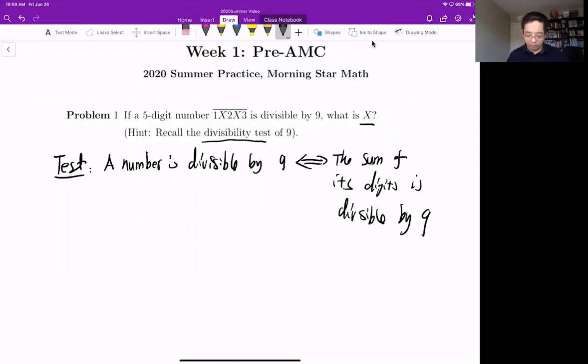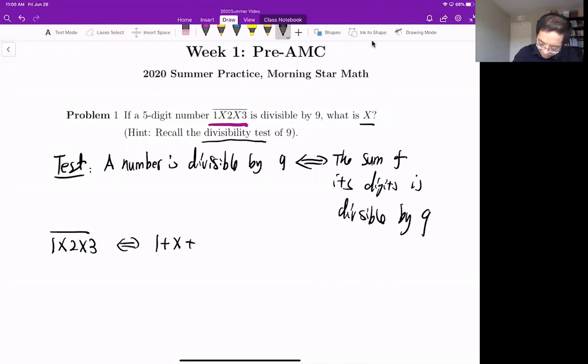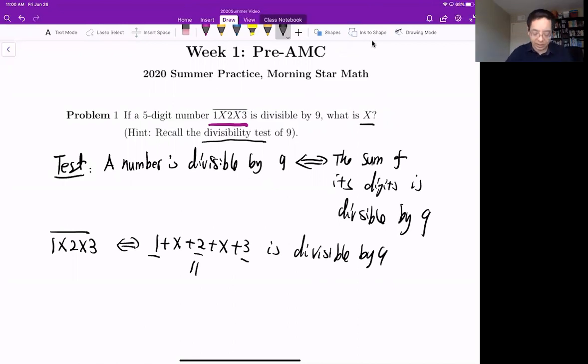All right, so for this particular number, we just need to look at its digits, 1x2x3. So I look at the sum of its digits: 1 plus x plus 2 plus x plus 3. I want this to be divisible by 9. So what is this? 1, 2, 3 put together is 6, right? So 6 plus 2x is divisible by 9.